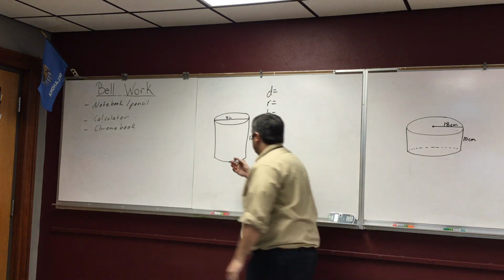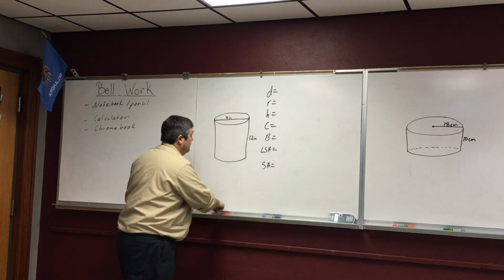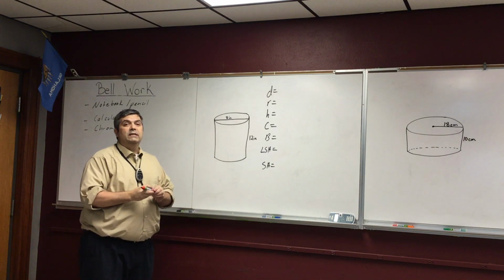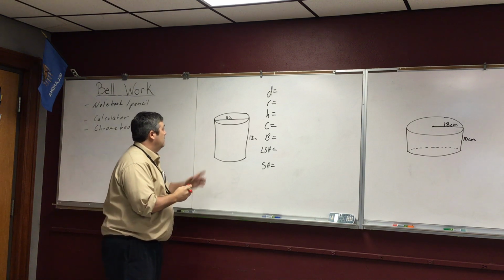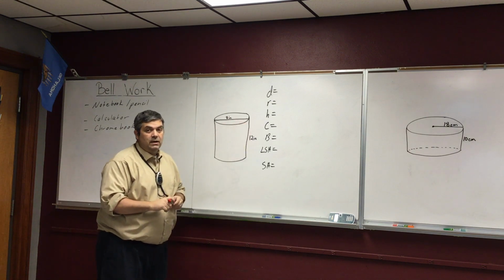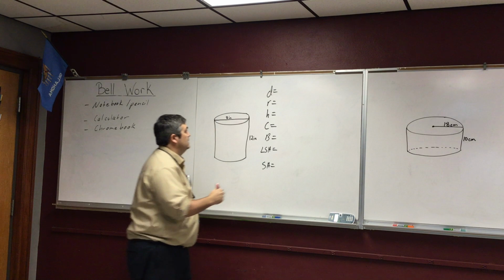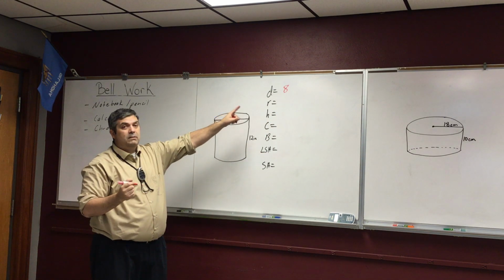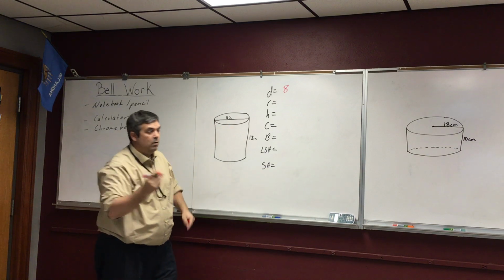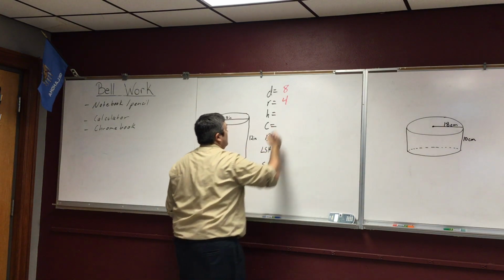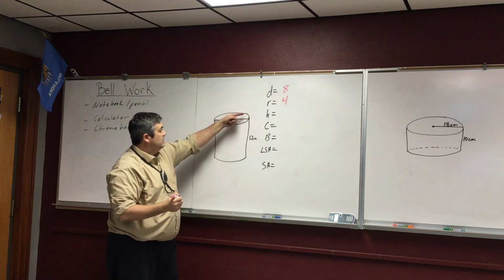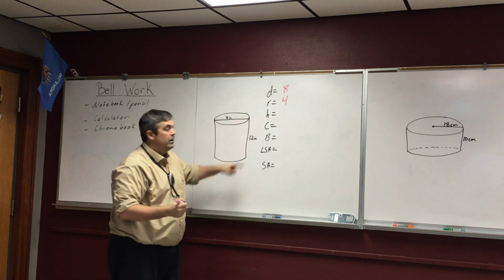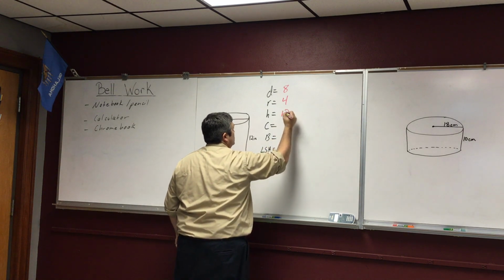Well, let's look at our cylinder here. Here's my cylinder. What information did they give me? Well, it's all the way across. That's the diameter, so my diameter is 8. Okay? Well, if my diameter is 8, my radius is half of that, so it's 4. Now, did they give me my height? Yeah, 12, right? All right, so 12.